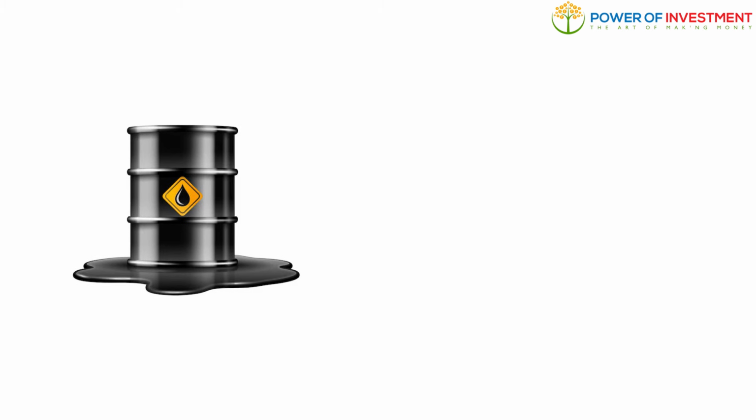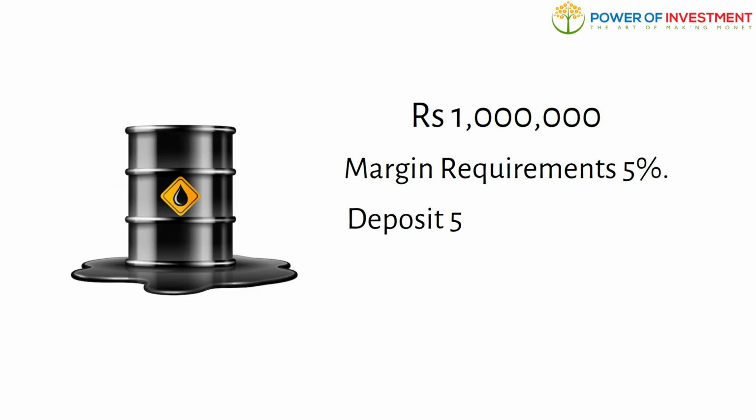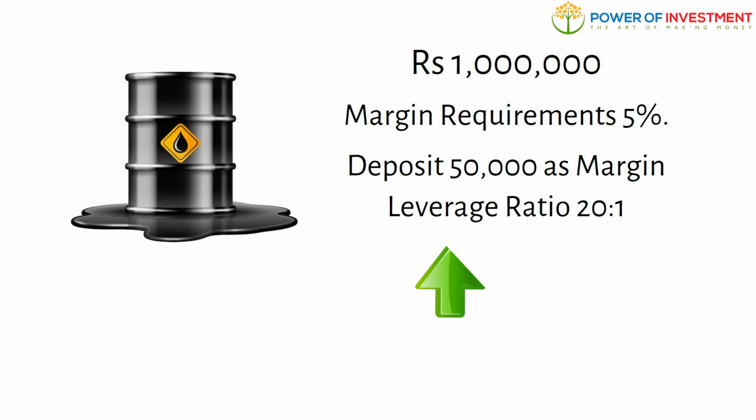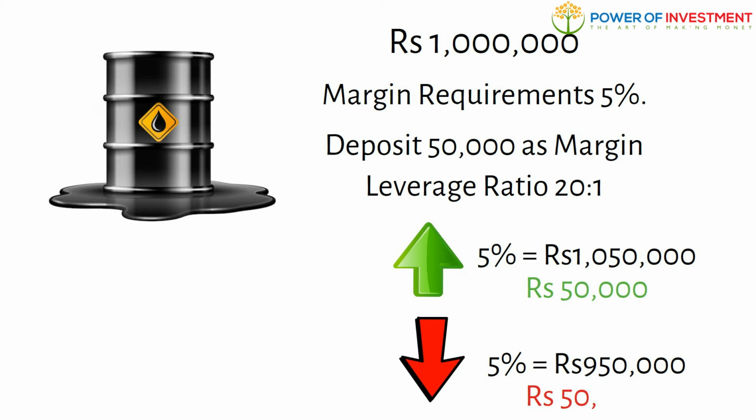You buy a futures contract for crude oil with a total value of 10 lakh rupees and the margin requirement is 5%. You deposit 50,000 rupees as margin, giving you a leverage ratio of 20:1. If the price of crude oil increases by 5%, your position's value rises to 10 lakh 50,000 rupees and you've made a profit of 50,000 rupees, doubling your initial margin. However, if the price drops by 5%, your position's value falls to 9 lakh 50,000 rupees, resulting in a loss of 50,000 rupees, which is your entire initial margin.